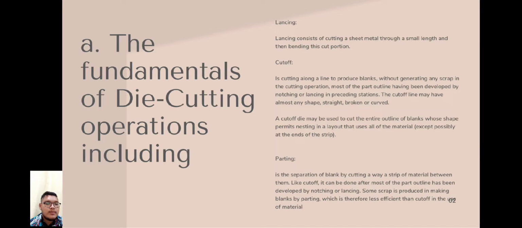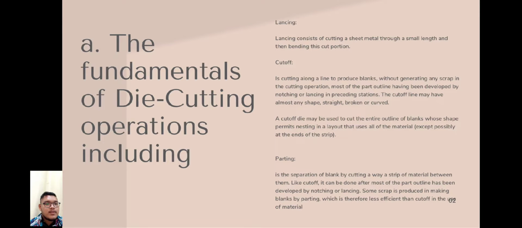And then parting. Parting is the separation of blanks by cutting away a strip of material between them. Like cut off, it can be done after most of the part outline has been developed by notching or lancing. Some scrap is produced in making blanks by parting, which is therefore less efficient than cut off in the use of material.